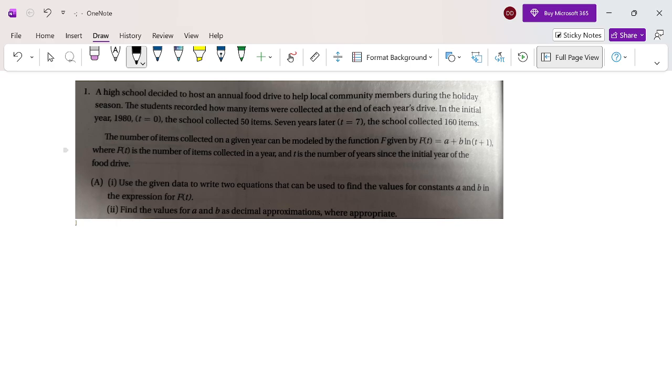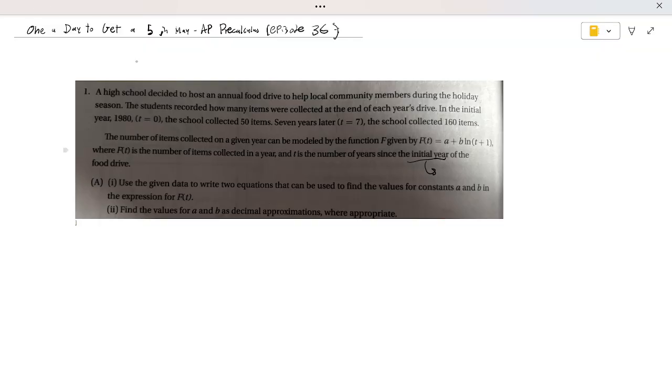A high school student decided to host an annual food drive to help local community members during the holiday season. The students record how many items were collected at the end of each year's drive. In the initial year, 1980, t equals 0, the school collected 50 items. 7 years later, t equals 7, the school collected 160 items. The number of items collected in a given year can be modeled by the function f given by f of t equals a plus b natural log of t plus 1, where f of t is the number of items collected in a year, and t is the number of years since the initial year of the food drive. This would be 1980.